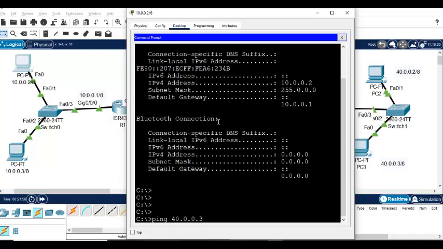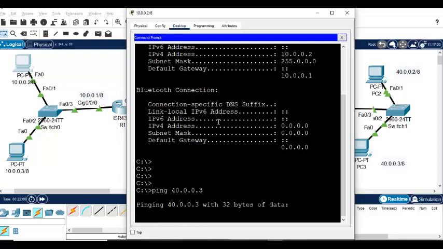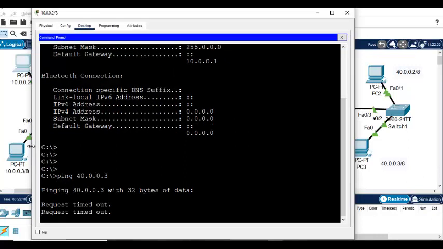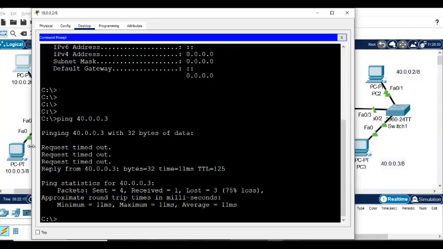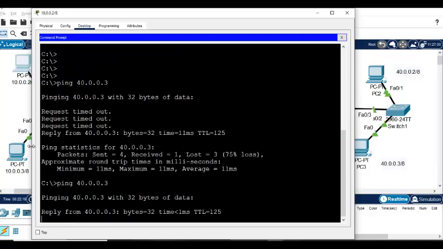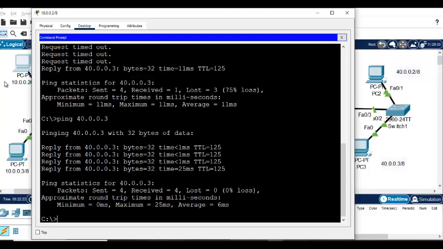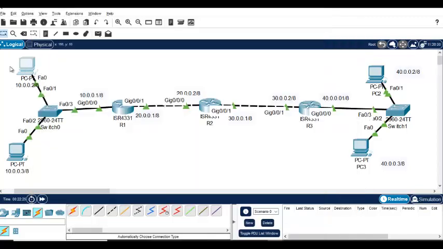I pinged from this computer to the computer over there. Now let's go here, 10003, and ping 40002. See, it's pinging. Did you understand? Static route and default route. I'll stop.